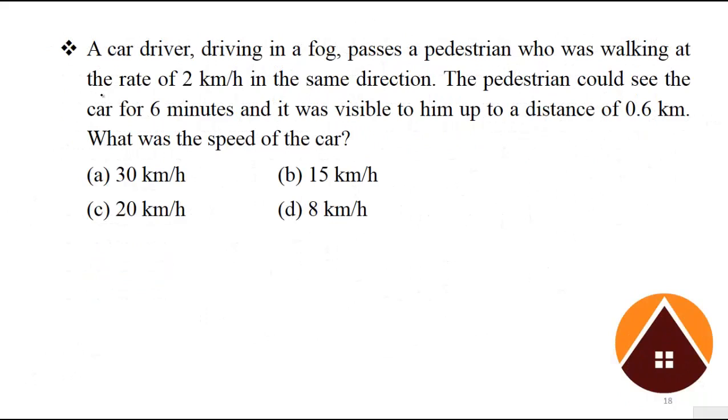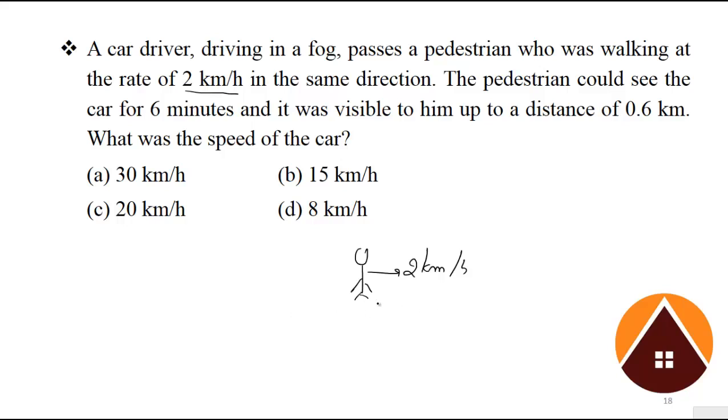Okay, let us take the next question. A car driver driving in a fog passes a pedestrian who is walking at the rate of 2 km per hour in the same direction. So we have a pedestrian and he is going at 2 km per hour. So a car is actually crossing him, right, in the same direction.